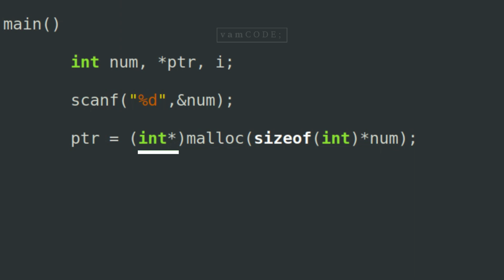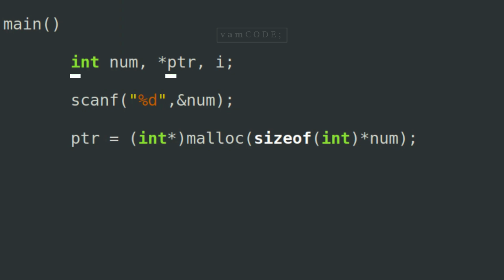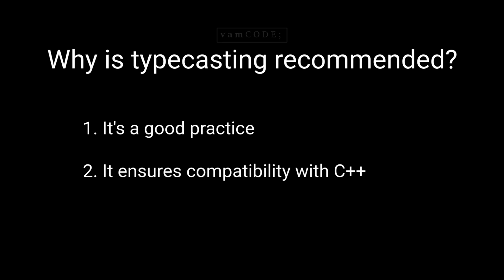Next, this (int *) over here means that we are typecasting whatever malloc returns to pointer to integer. By default, malloc returns a void pointer, and once again, since I'm initializing ptr, which is a pointer to integer, I'm also going to typecast my malloc to type pointer to integer. Note that this typecasting step is not compulsory. We do it because it is a good practice and also because it ensures compatibility with C++.